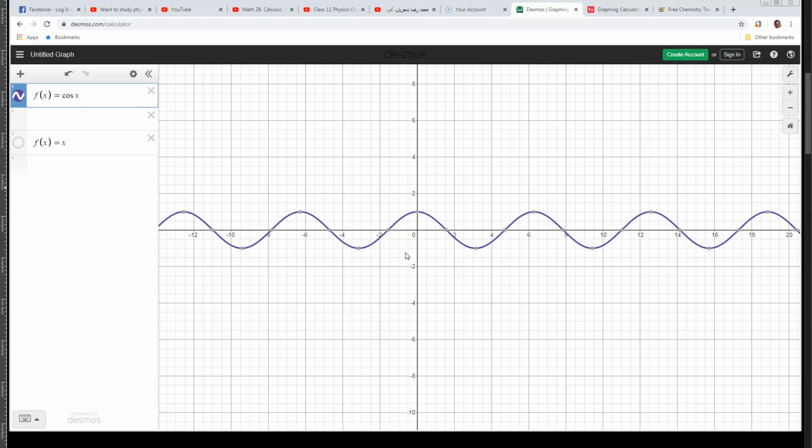Now, if we restrict the domain of the cosine function to, for example, 0 to pi, as you can see in this interval, the function is 1, 1.